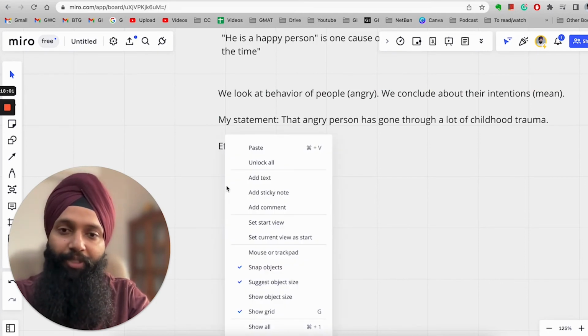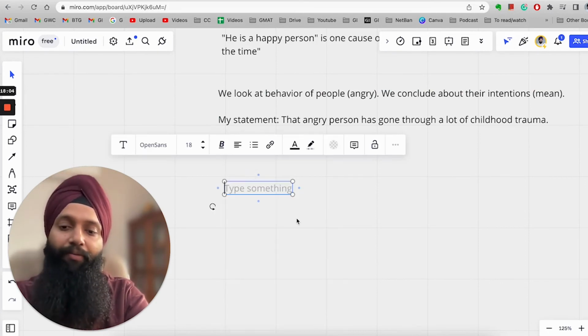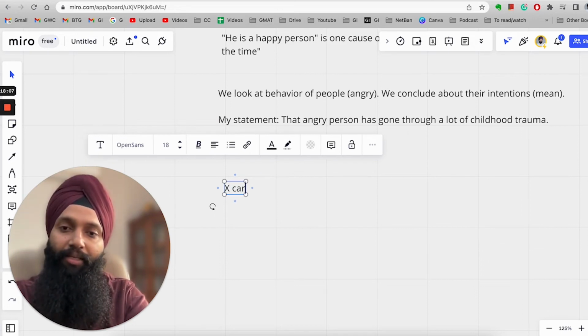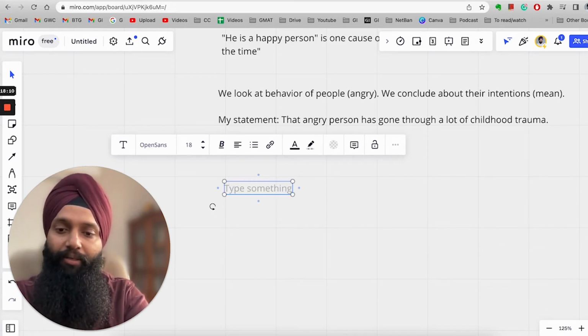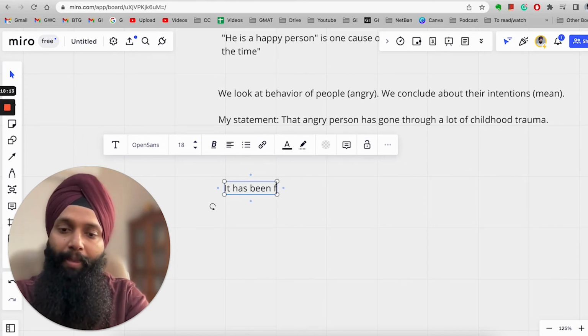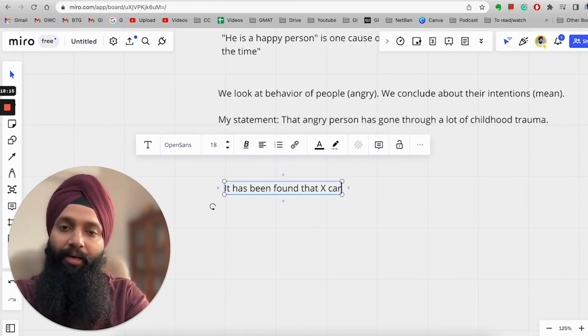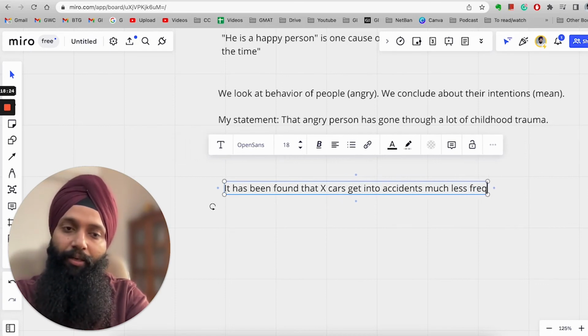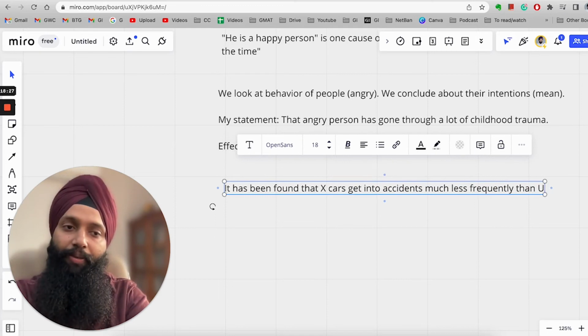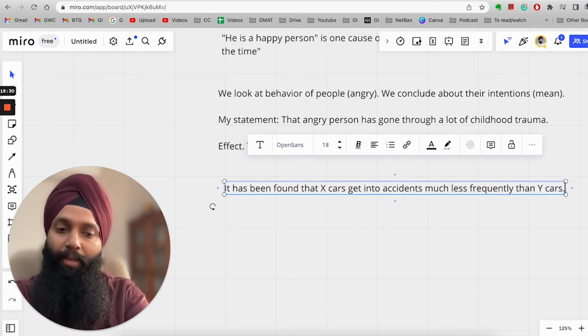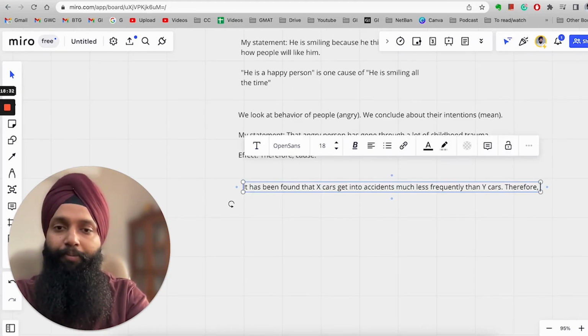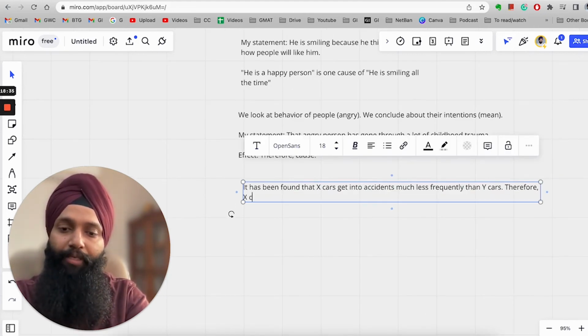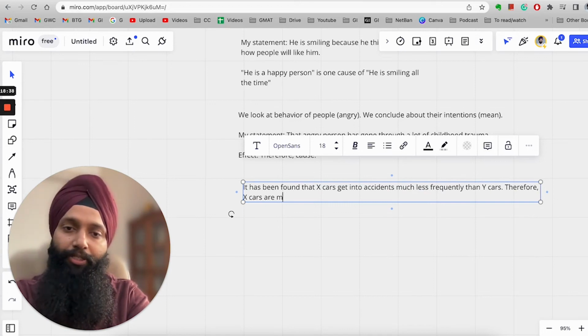Okay, let me take a more GMAT-like example here. Let's say we have two kinds of cars, X cars and Y cars. So it has been found that X cars get into accidents much less frequently than Y cars. Therefore, X cars are much safer than Y cars.